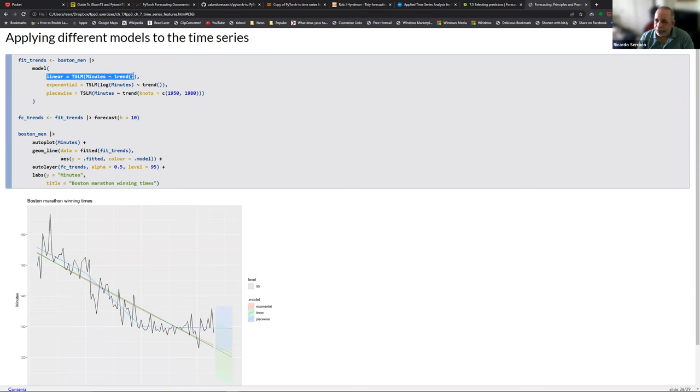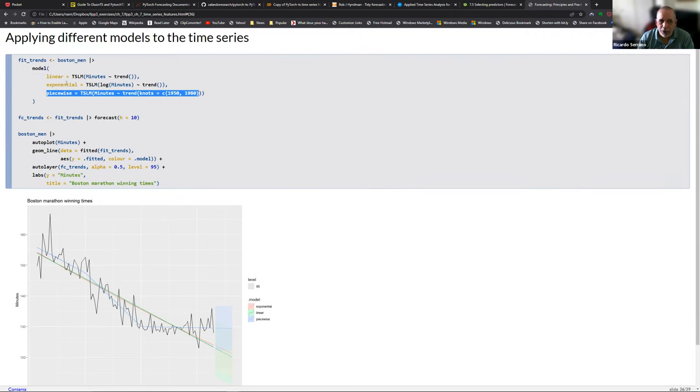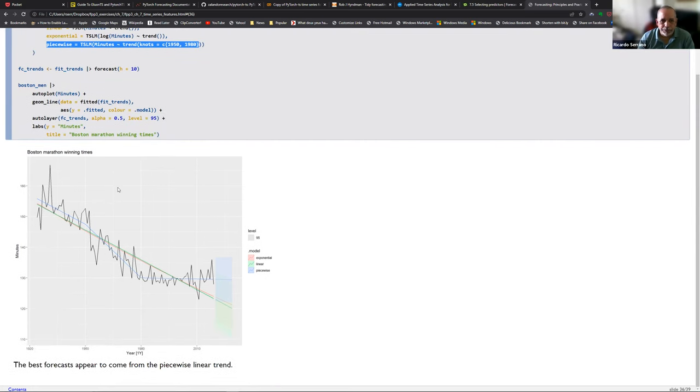They're doing a linear model for the trend. They're doing an exponential model, with a log of the minutes, for the trend. And then they're going to have a spline here. In other words, in 1950 there's going to be a change point in the models, and also in 1980. Why? Because they have determined that those are the points where the trend starts to change in that time series. So we're going to have a linear component and also a log component.